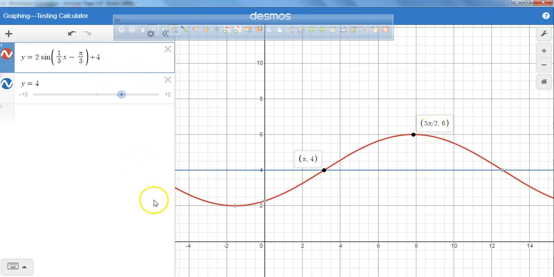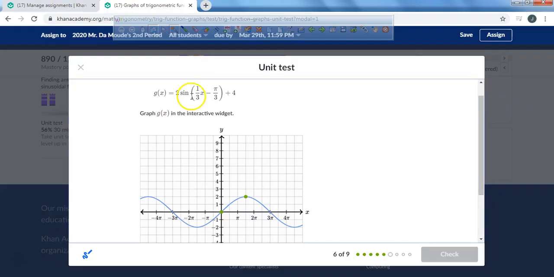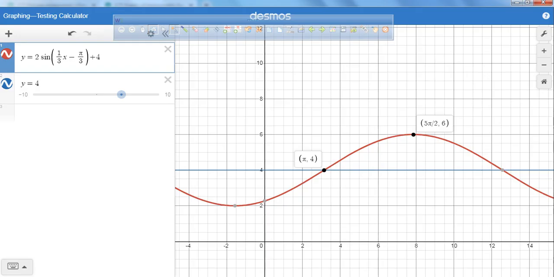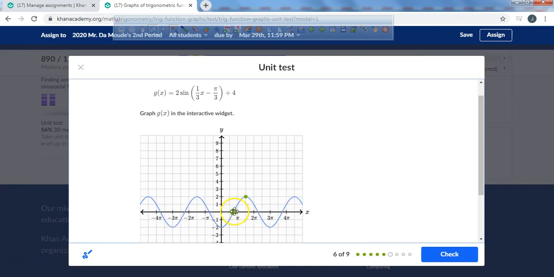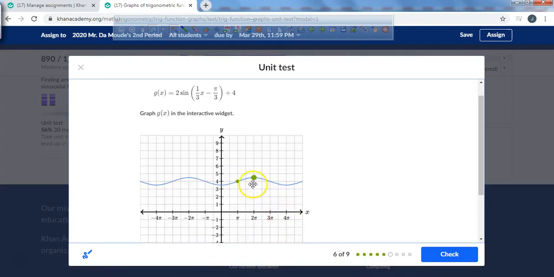I'm just going to make sure I typed in everything correctly. 2 sine 1/3 x minus pi over 2 plus 4. Alright, here we go. Pi over 4. So we'll go pi. I'm going to move this up a little bit. Pi and a 4. Now, I'm going to draw something real quick before we finish this. 5 pi over 2 and 6.